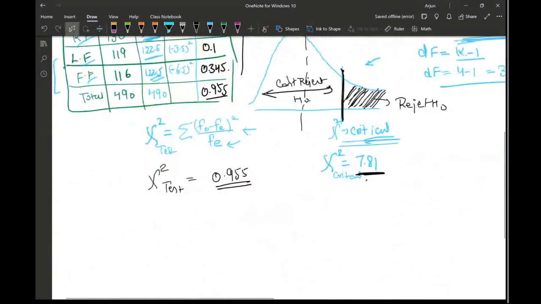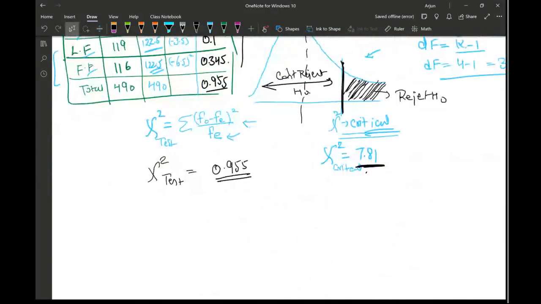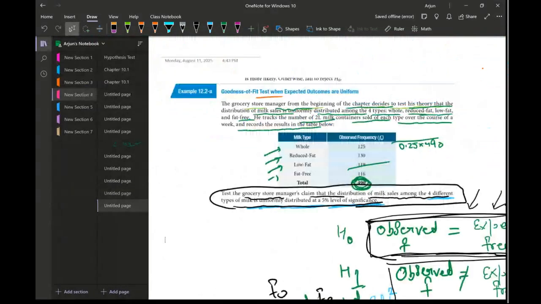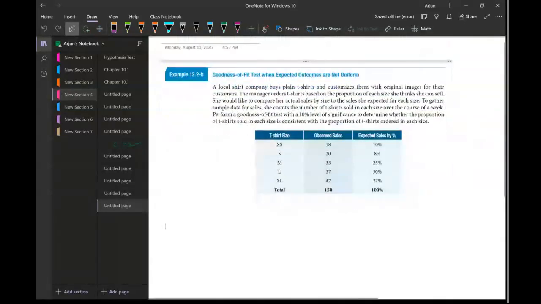So hopefully you were able to understand this question. Now, with this, I'm going to take one more question. That is this one, the chi-square goodness of fit test when you are given the expected frequency in percentage.